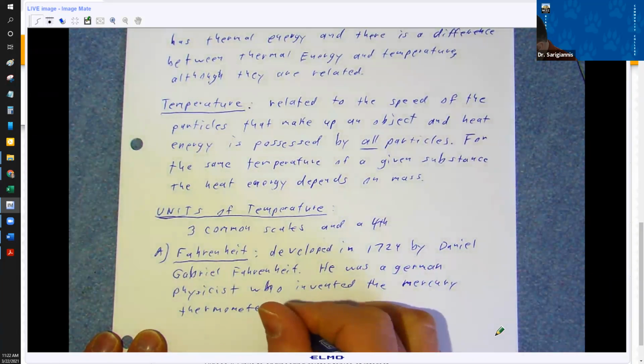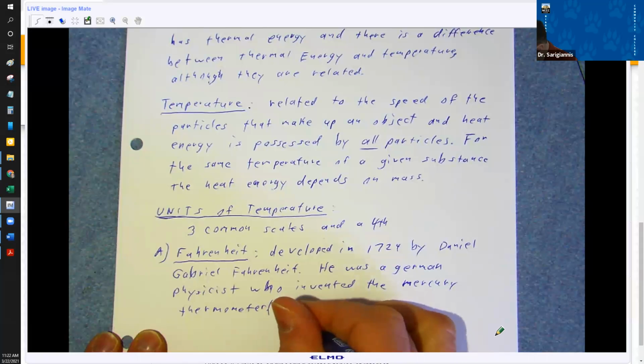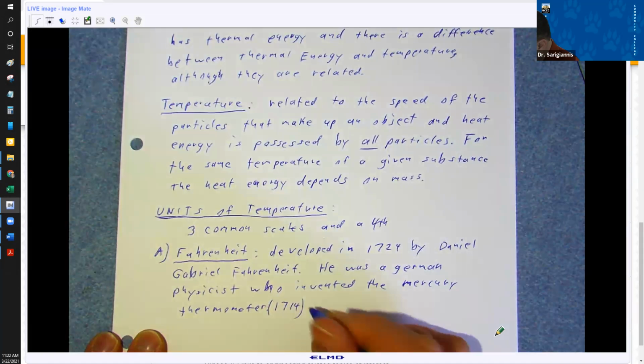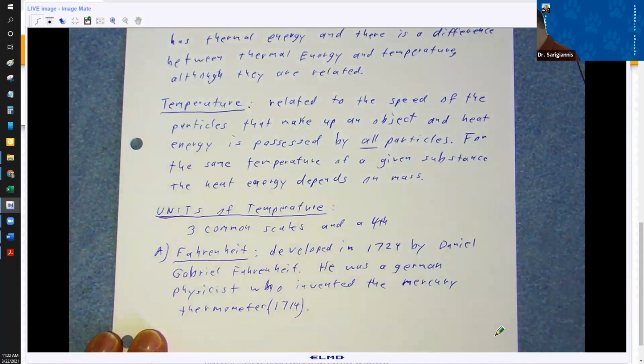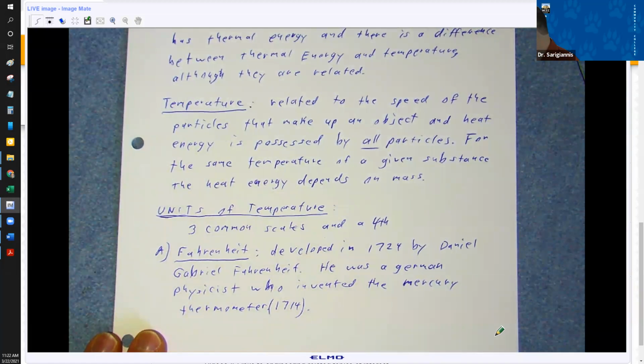Oh, you know what? Let me put a little in parentheses here. This was in 1714. So the actual thermometer was invented in 1714. The scale, I'm sure he had some kind of, I don't know that it took him 10 or 20 years to develop a scale, but I'm sure he was fooling around with different ideas and trying out different things. But he invented the mercury thermometer in 1714, and then the scale, the Fahrenheit scale, came out in 1724.